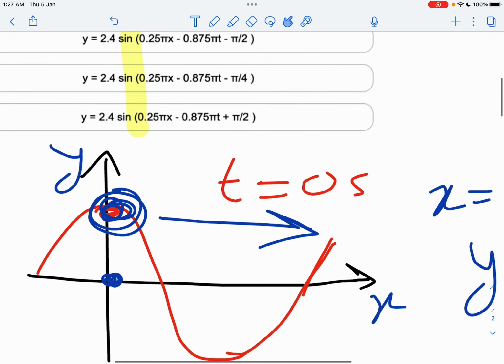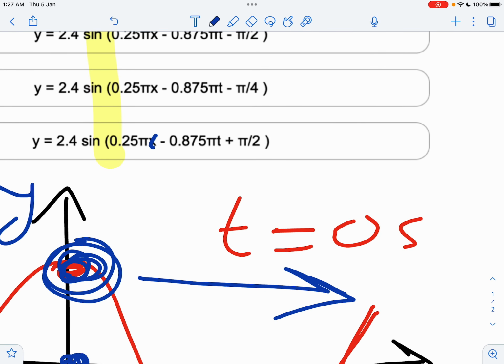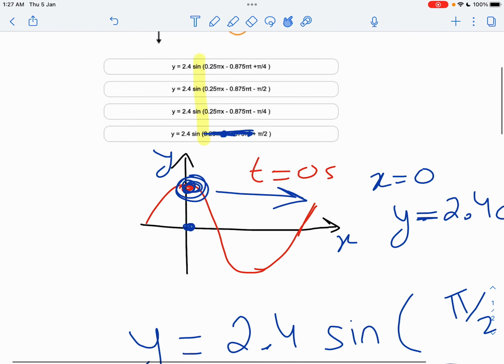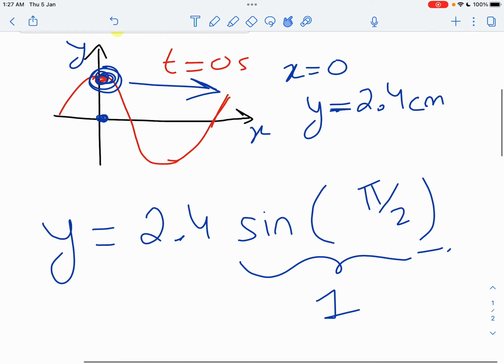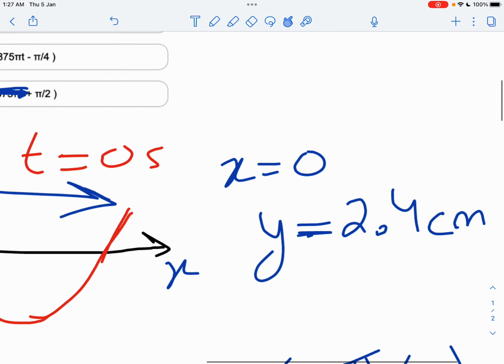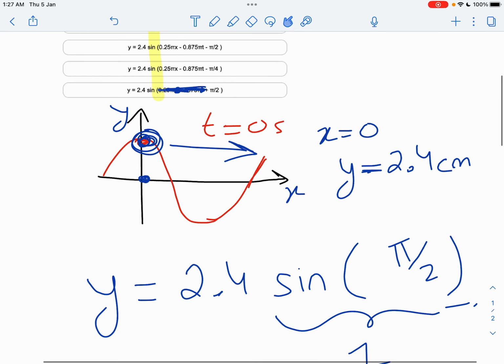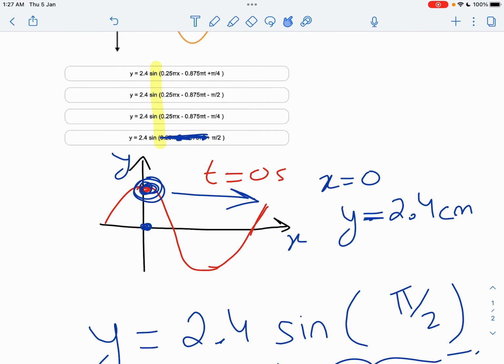And if you put x equals 0 and time 0, this one will cancel. What remains? Pi by 2. So y is equal to 2.4 sine pi by 2. 2.4 sine pi by 2 is simply 2.4, and that's correct because at time 0 and at x equals 0, y is exactly at the peak, which is 2.4. So the correct choice is simply the last one. That's the correct choice.